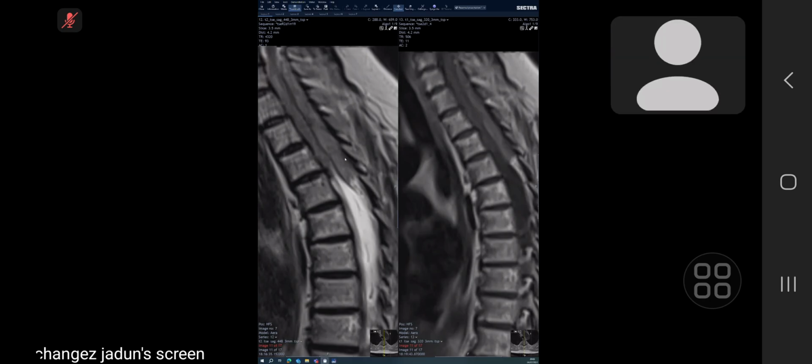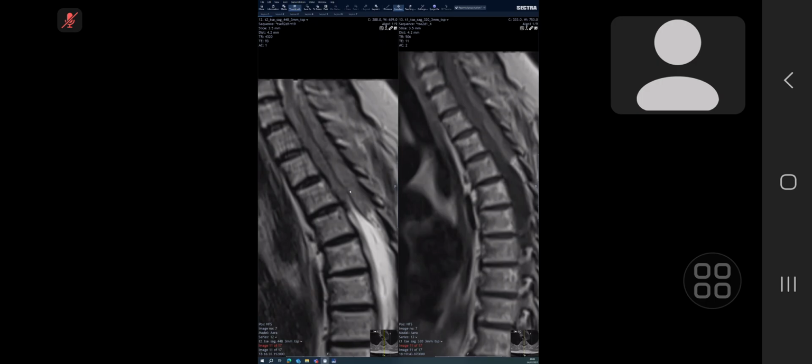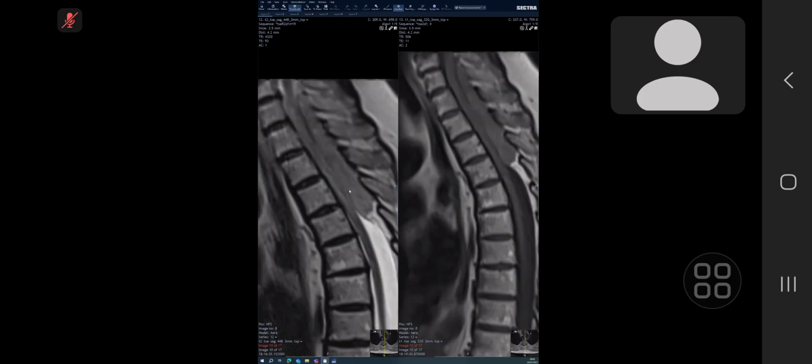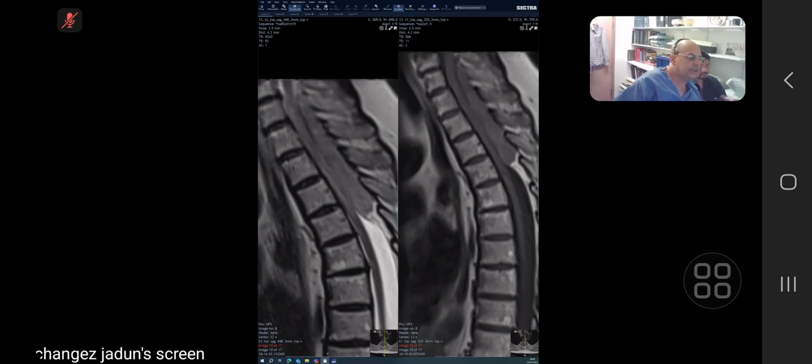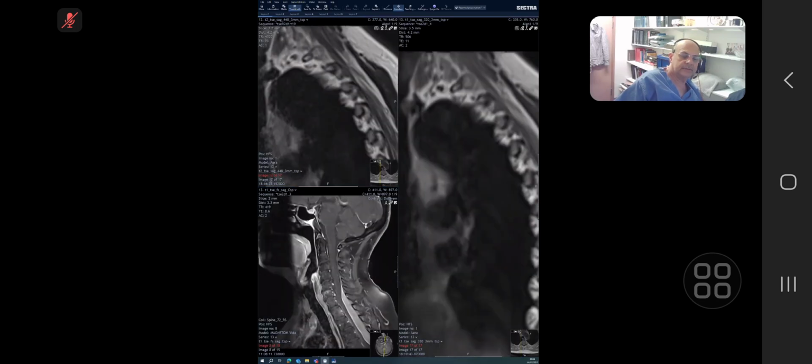Okay, so it's an extradural lesion, which is hypointense on T2 weighted images, and also hypointense on the T1 weighted images. I would like to see any post contrast enhancement of this lesion. Okay, so you would want to see post contrast images. Let me just see if I can fish out some post contrast imaging for you. Okay, so that's the post contrast image.